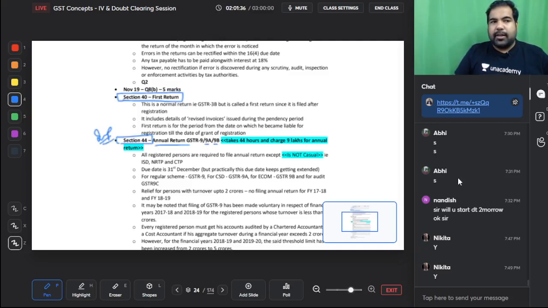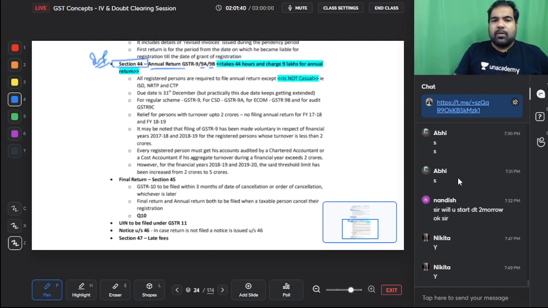GSTR 9, 9A, 9B, these are all annual returns. Annual return has to be filed by everyone except is not casual. The state shortcut changes here. It has to be filed by 31st December. You can file it earlier. For the first 2 years, annual return requirement was removed because it's the first 2 years, so they gave an exemption up to 2 crore of turnover people.